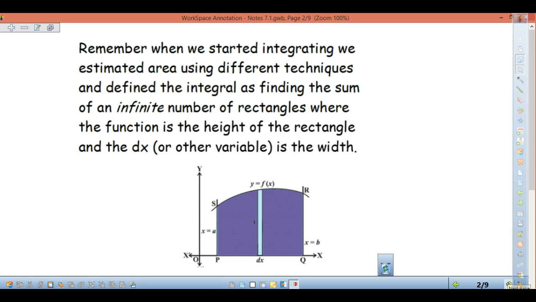So back when we started integrating and we were trying to estimate the area under the curve, we estimated the area under the curve by doing the area of a rectangle. If you recall, the definition of a definite integral is the sum of an infinite number of rectangles, where the height of the rectangle comes from the function at that point, and the width of the rectangle is delta x or dx.